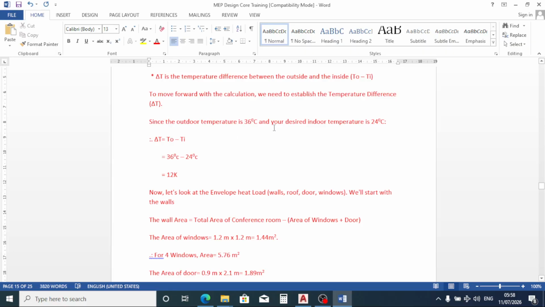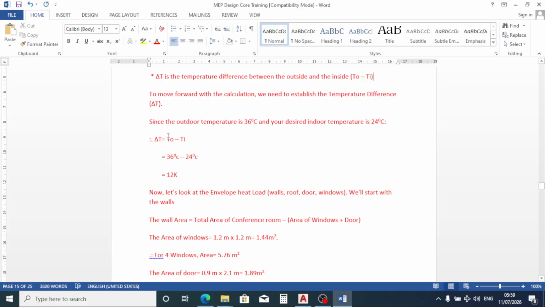The outside temperature, we are assuming that this project is going to be done in Abuja. Abuja is a temperate region, most especially in the month of March. So I think it's safe to assume 36 degrees Celsius as our outside temperature, while 24 degrees Celsius should be our desired indoor temperature, a comfortable temperature. We don't want the space to be too cold so as not to affect the productivity of users.